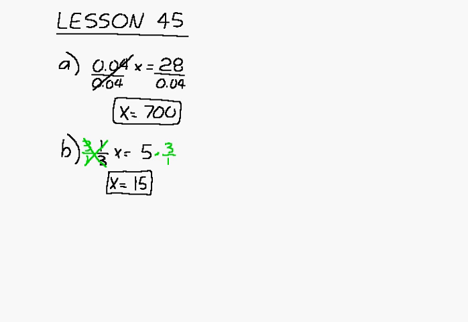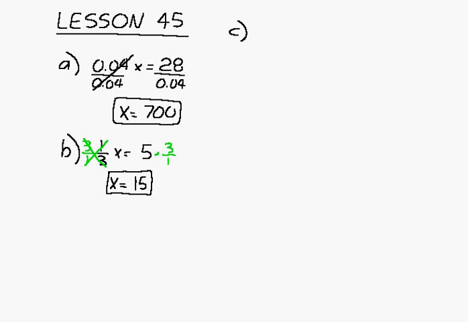And I really haven't talked about this, but hopefully you see it's understood. You don't write the 1 down in front of the x. Even though 3 over 1 times 1 over 3 equals 1, we just don't write that. We just write x instead of 1x. So x equals 15. And let's look at C then.